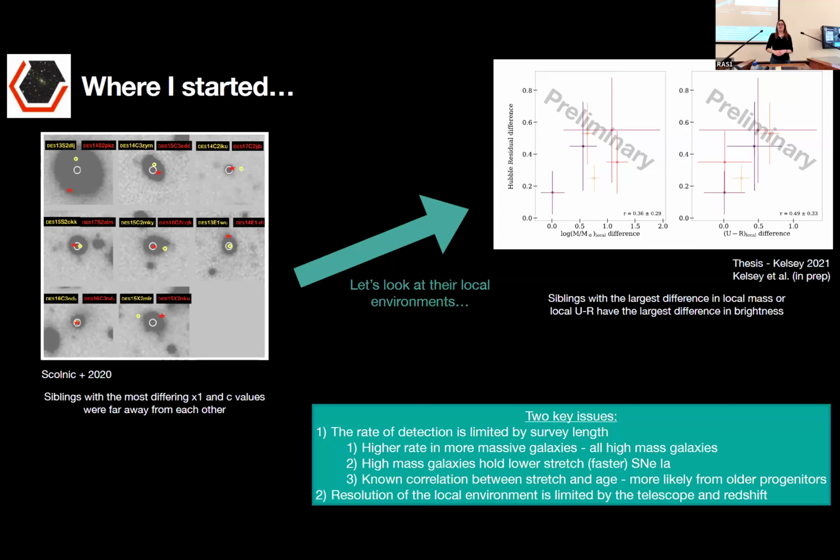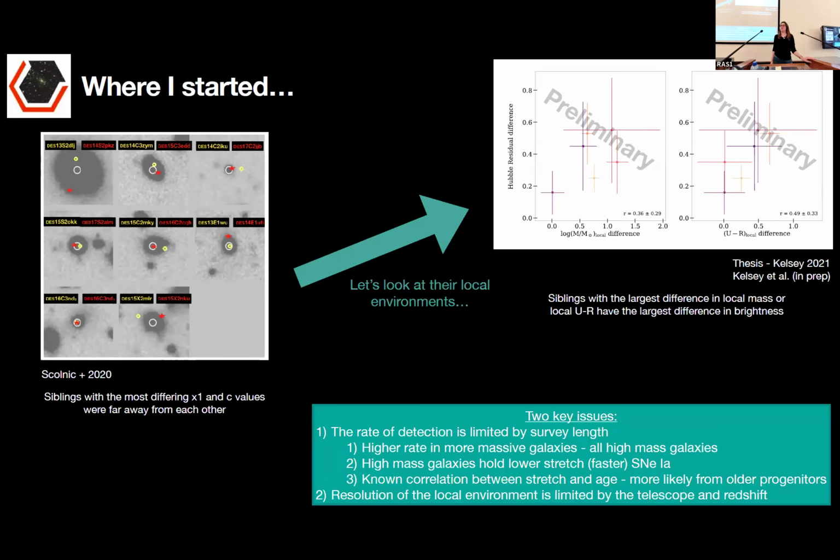And I thought, okay, why don't we look at the local environments? I have the data to do this. This plot is very preliminary. It formed the final chapter of my thesis. But what I found was tentative evidence that siblings with the largest difference in their local masses and their local U-R colors have the largest differences in their overall brightness.